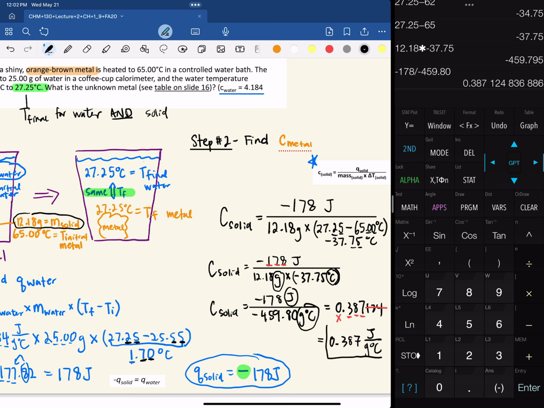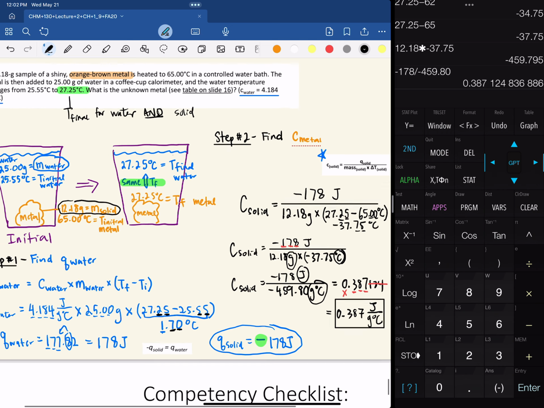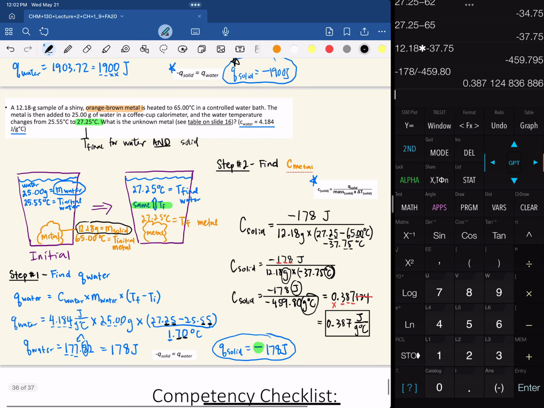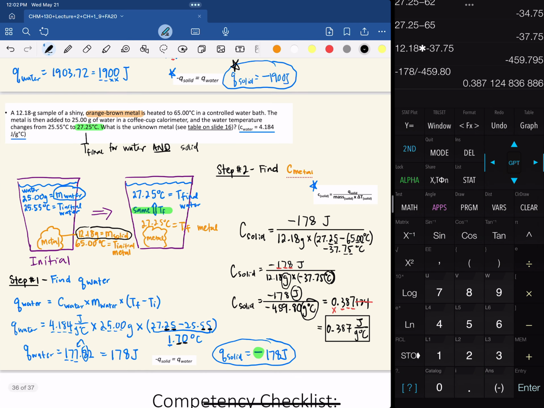Please remember to put in your units and remember to take care of your sig figs when you are doing this type of problem. This is exactly what you need to do in terms of the lab, so I really would suggest that you practice these two problems in preparation for the lab work that you're going to do. I believe the third lab or the second lab is this calorimetry lab.